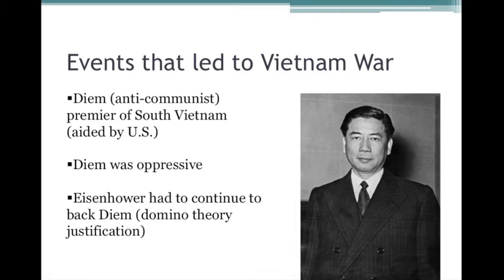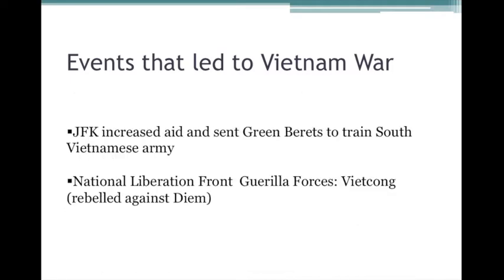but the U.S. had to continue to back him because of their fear of the spread of communism. Remember, our policy was containment to stop the spread of communism. So they were afraid that if Vietnam became communist, so would Laos, so would Cambodia, and so forth. So this is how they justified supporting an oppressive regime.